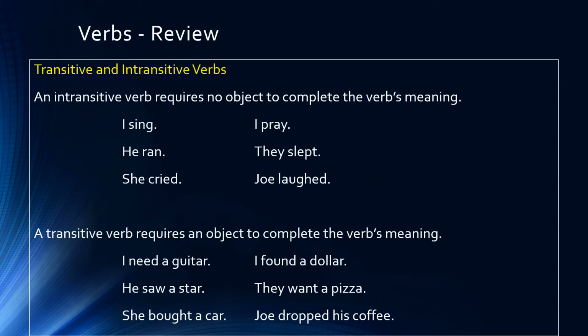Transitive and intransitive verbs. An intransitive verb requires no object to complete its meaning. I sing, I pray, he ran, they slept, she cried, Joe laughed. On the other hand, a transitive verb requires an object to complete the verb's meaning. I need a guitar. They want a pizza. Joe dropped his coffee. It needs an object to complete the verb's meaning. So transitive and intransitive verbs.